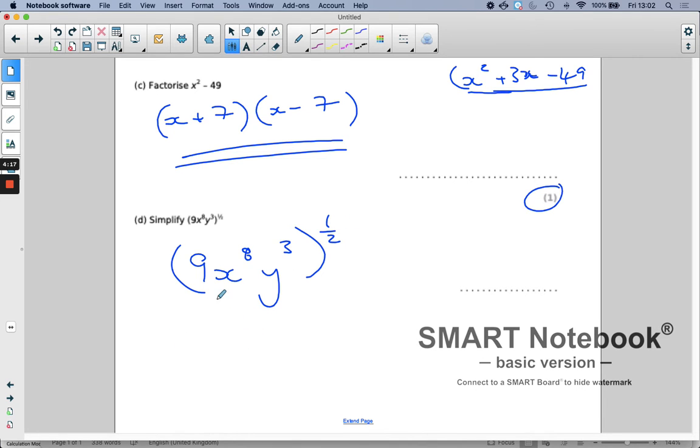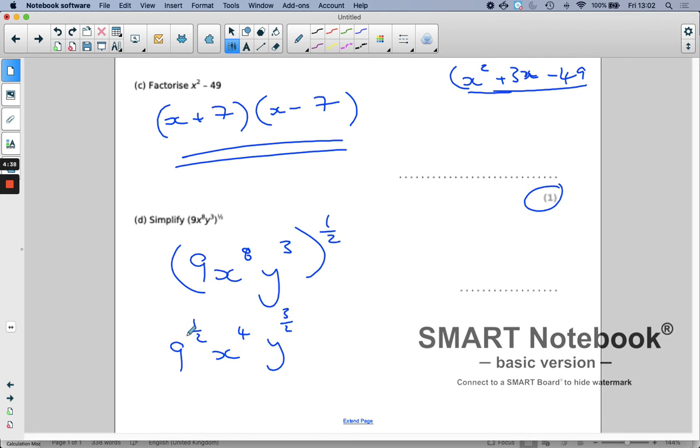We should know that because we've got brackets, we're just going to expand all of these out. We have done this very briefly, but 9 to the power of a half. x to the power of 8 times by a half is x to the power of 4. y to the power of 3 times by a half is y to the power of 3 over 2, or you can put 1.5, that'd be fine.